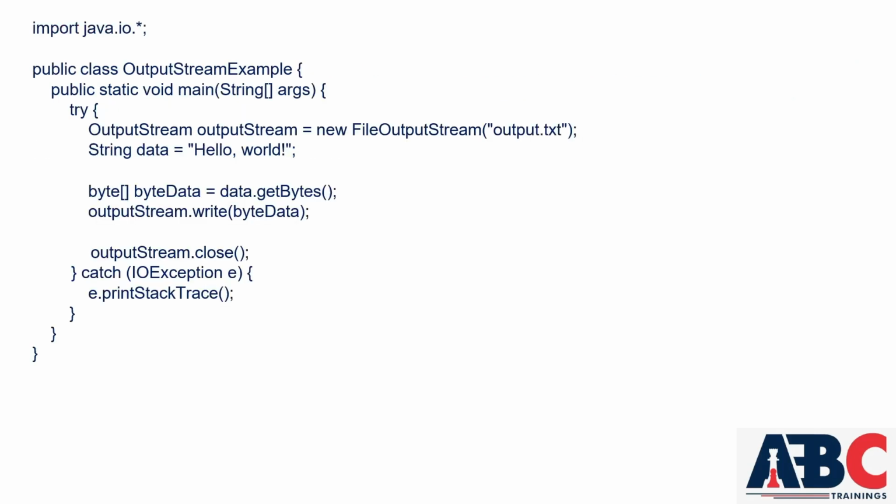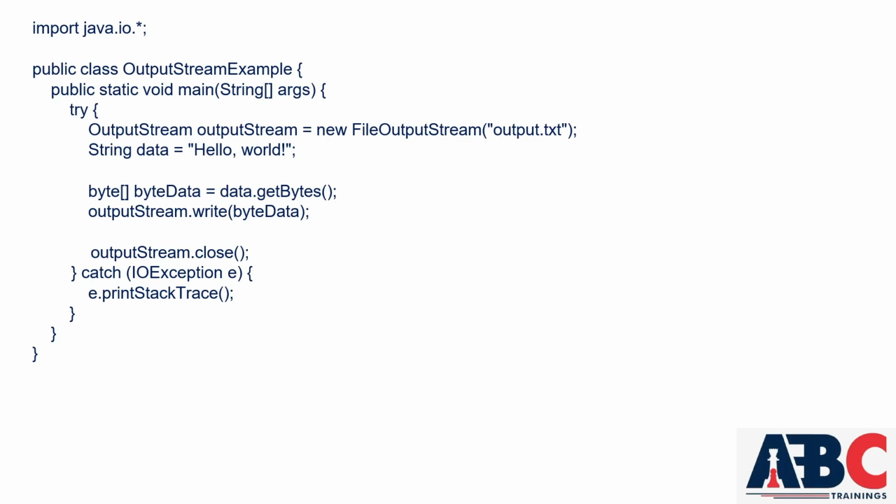Here is an example of the output stream. First, create a class for the OutputStreamExample. Then add the main method, public static void main. Then we add the try block and add the text file, so output dot txt file we create. Then we use the FileOutputStream.